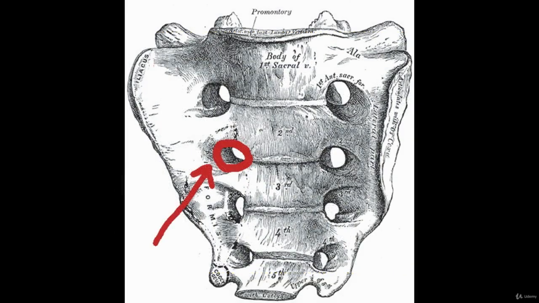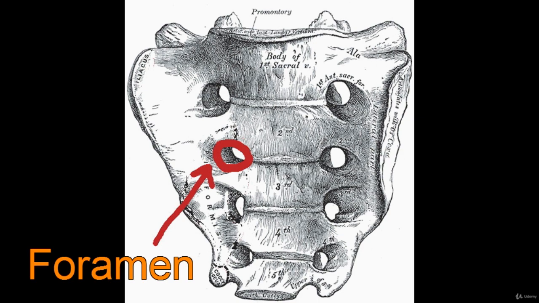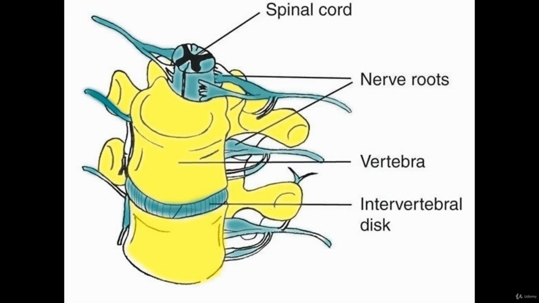Here's a close-up of the sacrum with the foramen detailed. The foramen provide an escape for the nerves out through the sacrum. Speaking of nerves, we can see in this diagram the spinal cord and the nerve roots coming off of the spinal cord and through the vertebra.